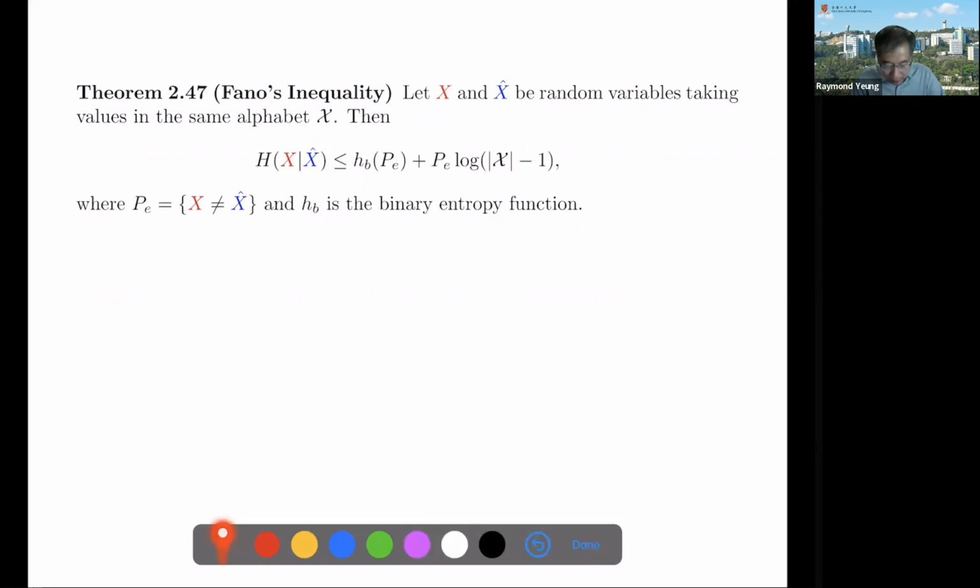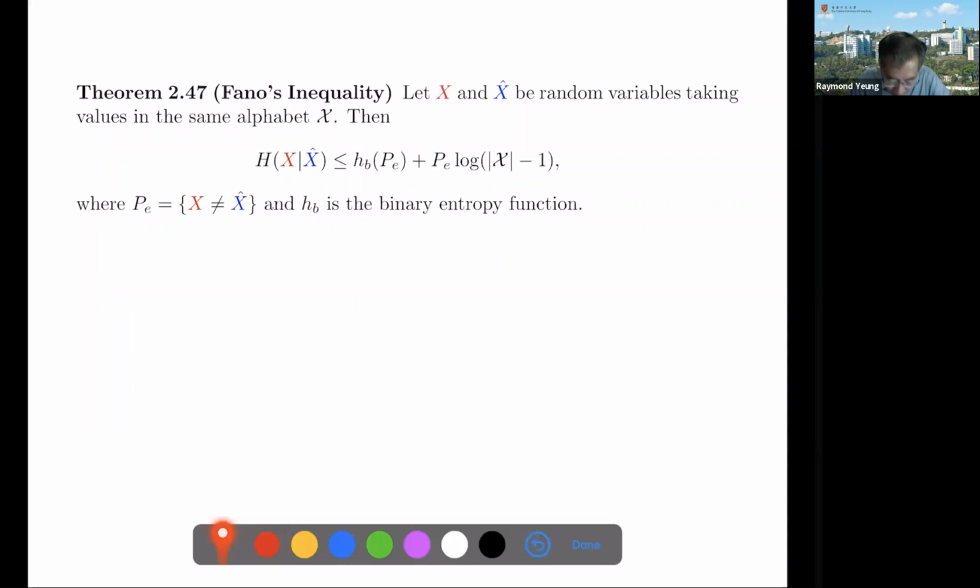Now here it says that the entropy of X conditional on X hat, which means that we are given X hat, and then we ask what's the uncertainty about the original random variable X. This uncertainty, according to Fano's inequality, is upper bounded by the binary entropy evaluated at PE, where PE is the error probability, meaning that X is not equal to X hat, plus PE times the log of the size of X minus 1.